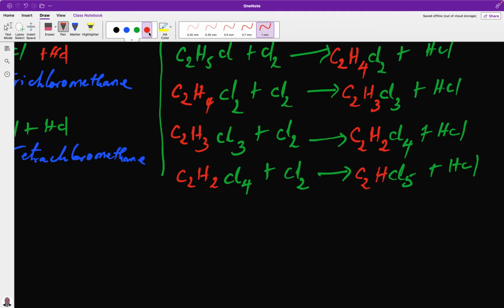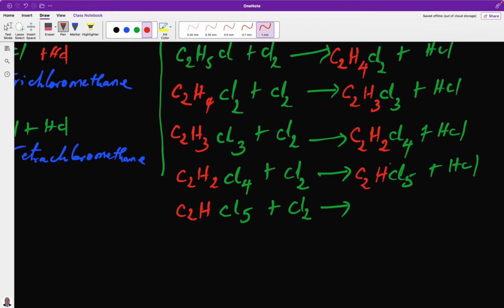where we now have C2HCl5 plus chlorine molecule to give us.